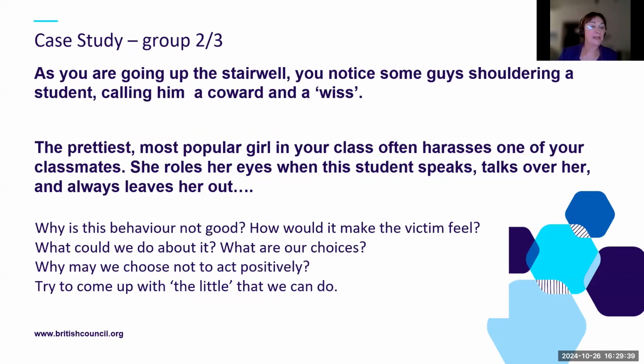And then things like, as you're going up the stairwell, you notice some guys shouldering a student, calling him a coward and a wuss. And another group got: the prettiest, most popular girl in your class often harasses one of your classmates. She rolls her eyes when the student speaks, talks over her, and always leaves her out. So they each had to decide why it's not good and come and report back.